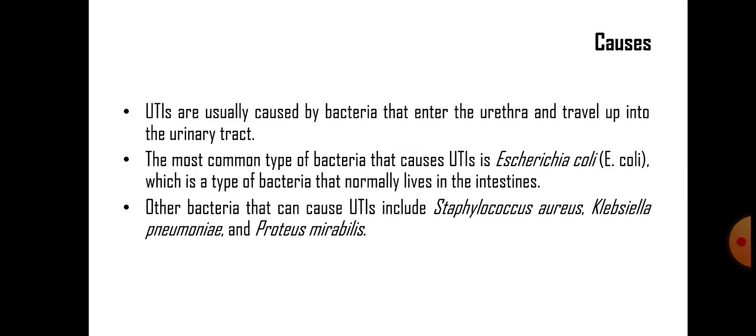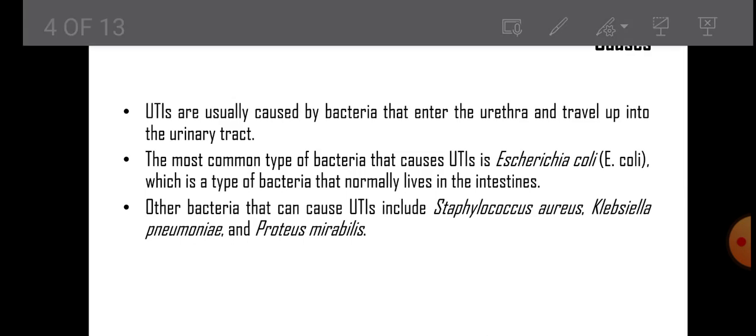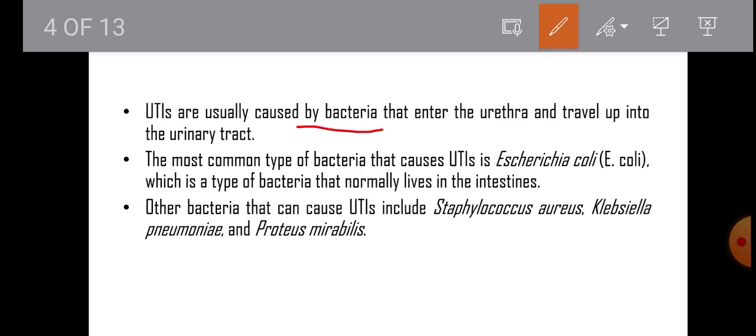What are the causes of the infection? UTI is usually caused by bacteria. The predominant reason is bacteria. How does the bacteria cause infection? It enters through the urethra and travels up to the urinary tract. So, it gains access into the body through the urethra, and from the urethra it ascends into the urinary tract. The most common type of bacteria is E. coli, which is normally found in the intestine.